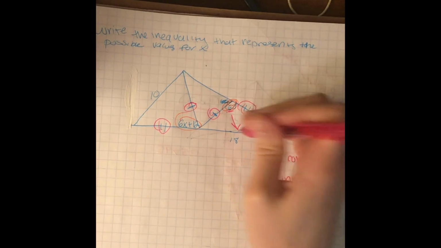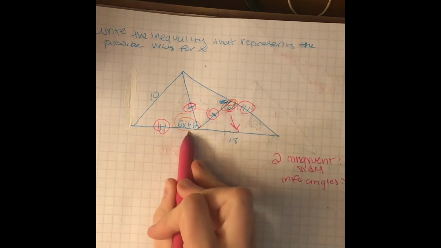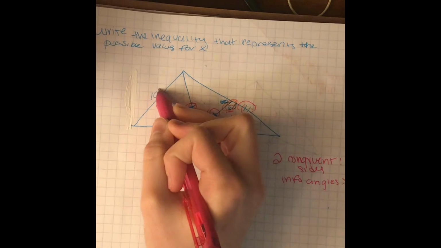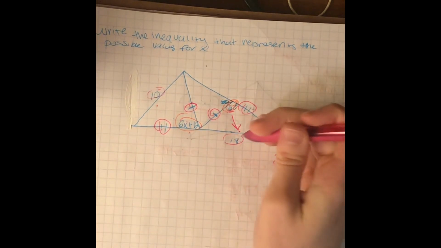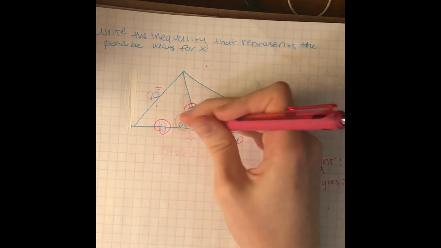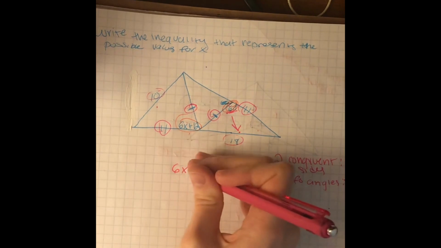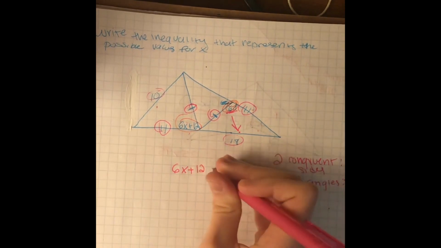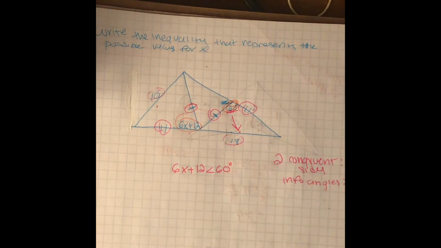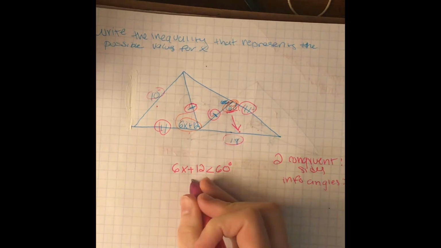So 60 opens up to 18, and 6x plus 12 opens up to 10. Now what do you notice about 10 and 18? 18 is bigger than 10. So that tells us 60 is also bigger than 6x plus 12. So we're going to write that as an inequality. 6x plus 12 is smaller than 60.